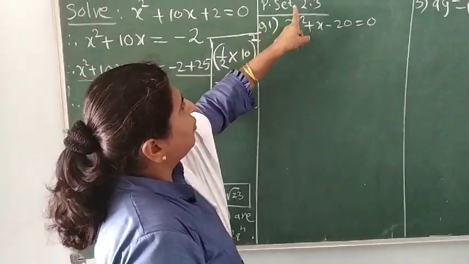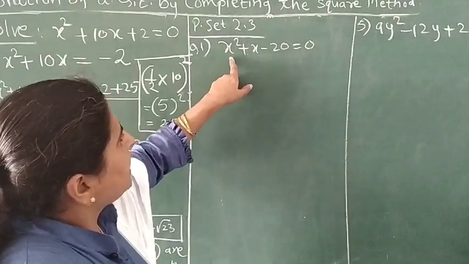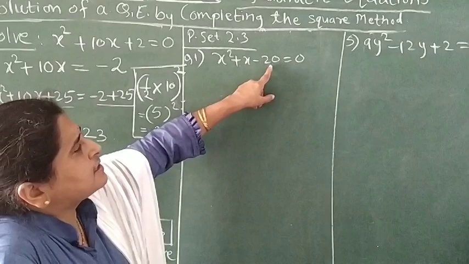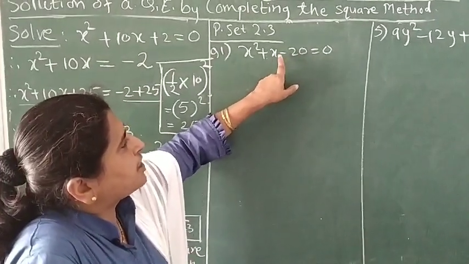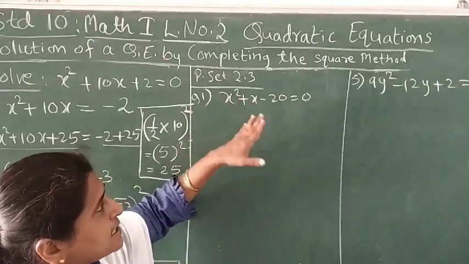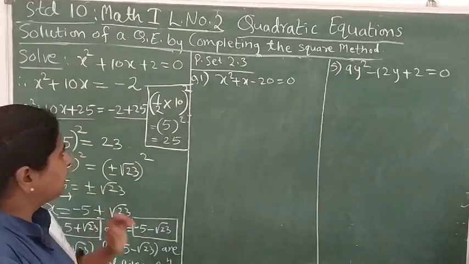So let's solve now practice set 2.3 question number 1. x square plus x minus 20 is equal to 0. If you try to factorize, you can surely factorize. What are the factors of 20? Where the difference can be 1? 5 fours are 20, 5 minus 4 is 1. But still, as it is given to us to solve by this method, let's solve by this method.